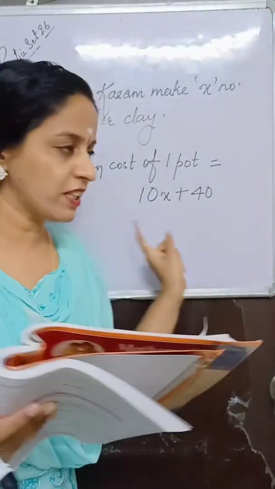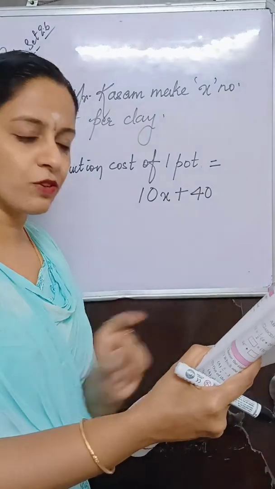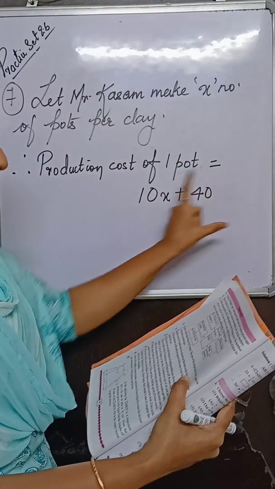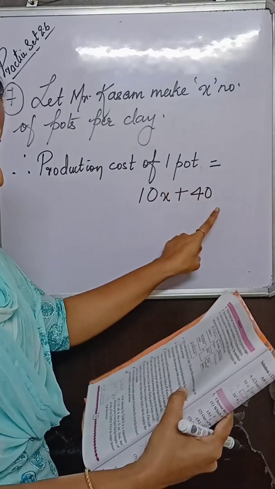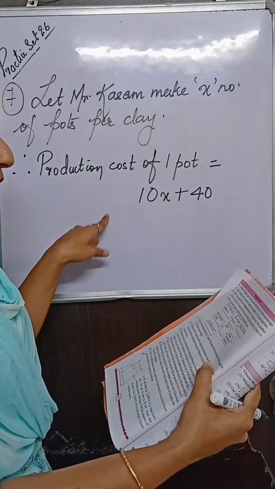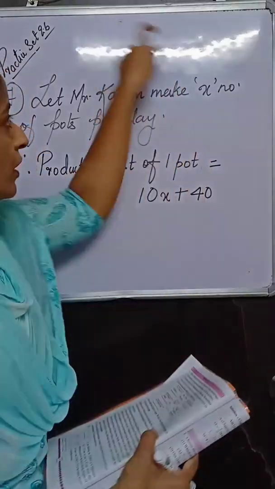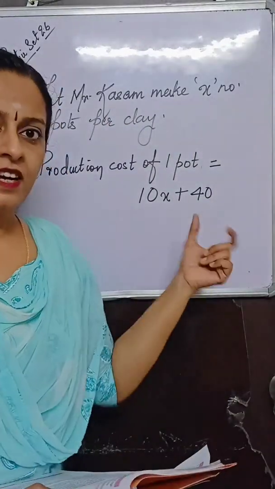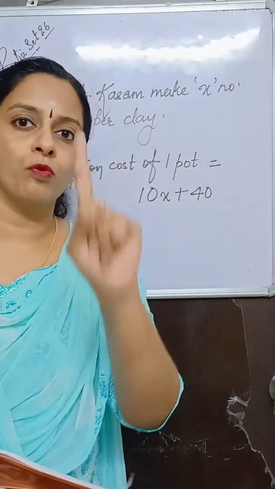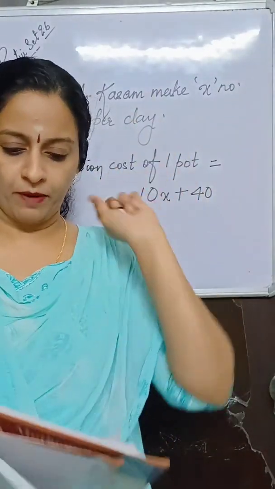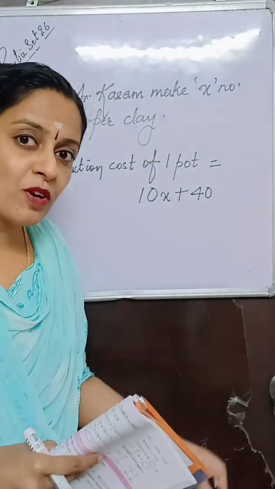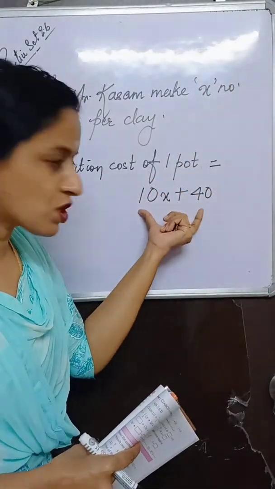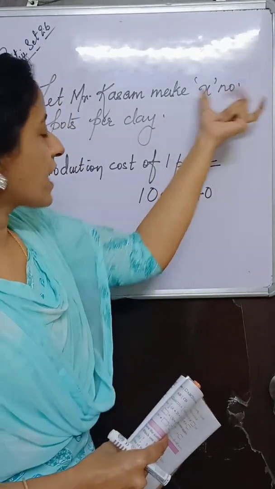Once again, let me check whether this is correctly falling according to the given information. Production cost of one pot is equal to plus 40, 10 times the total number of pots he makes in one day. One day how many pots does he make? X. So 10 times the number of pots in one day means 10x. What is this? This is the production cost of one pot. If one pot is costing this much, what will be the cost of X number of pots?